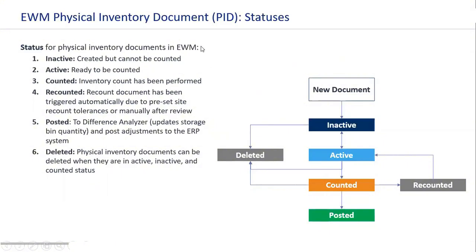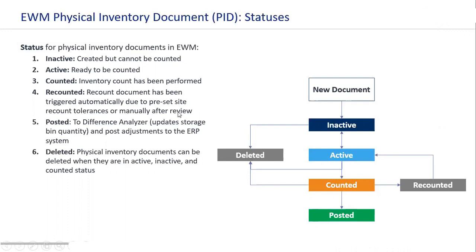So physical inventory documents, and the different statuses. So the first one would be inactive. It's created but cannot be counted. So somebody's not put it through. Active, so that is ready to be counted. Counted, the inventory count has been performed. If it's got a status of recount, the recount document will be triggered automatically due to preset site recount tolerances, or manually after review.